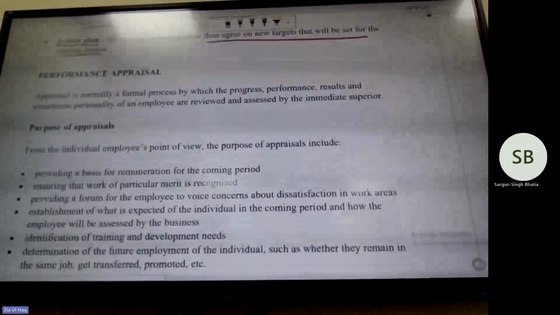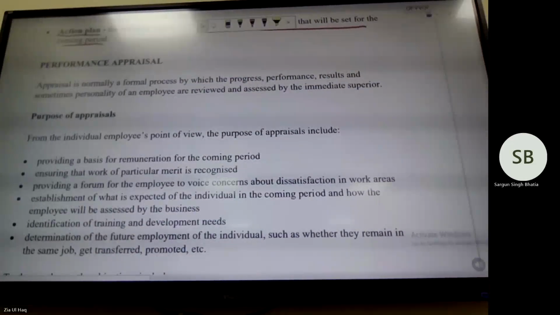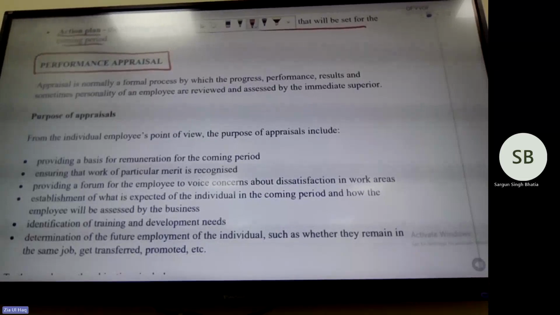Now we are moving towards performance appraisal. Checking performance of an individual for promotion purposes or increasing pay purposes. Or checking the effectiveness of the individual.